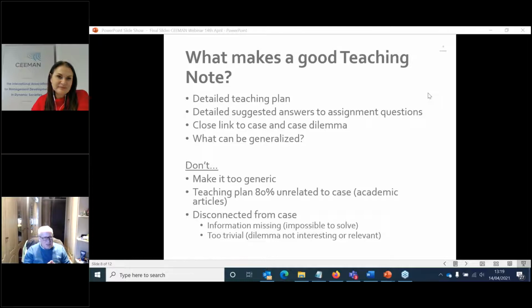So these are some insights based on the submissions for the case competition this year. They're very similar to what I've seen in the past. And I think I should maybe stop at this point and see if there are any questions before we move on.